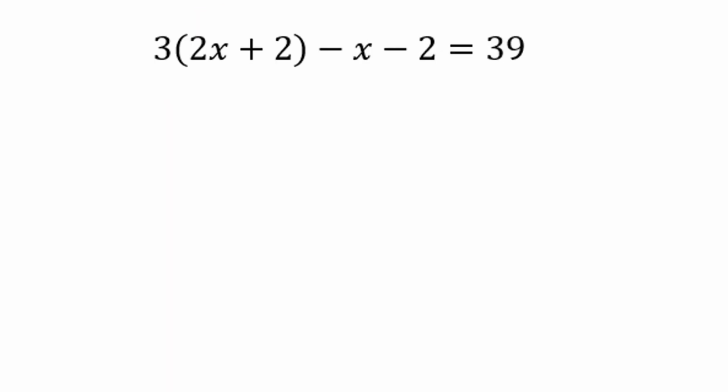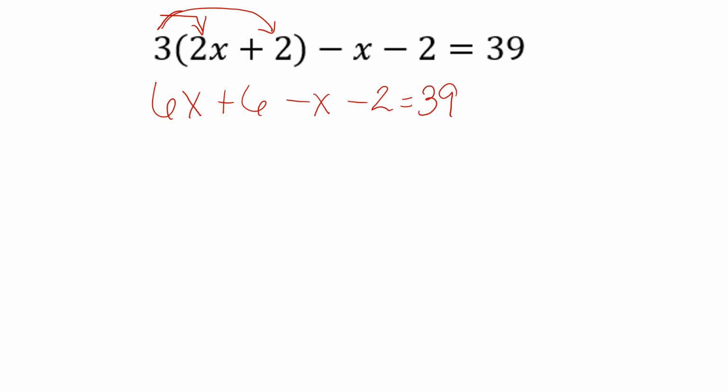We are going to start with distributive properties since we do have parentheses. So distribute the 3. 3 times 2 would give me 6. Keep the x. 3 times 2 is 6, so plus 6. Bring down the terms you did not use.